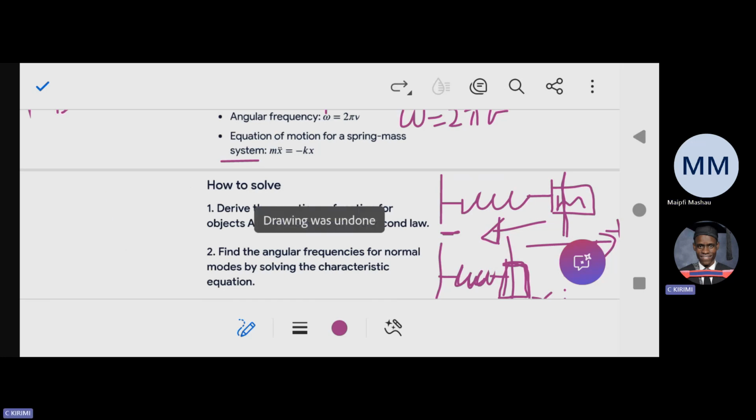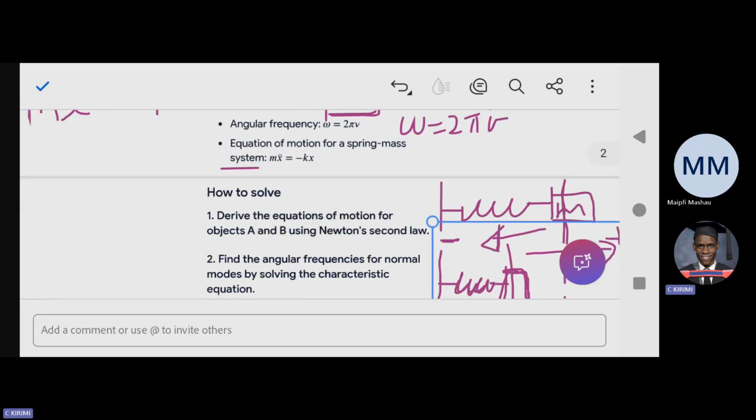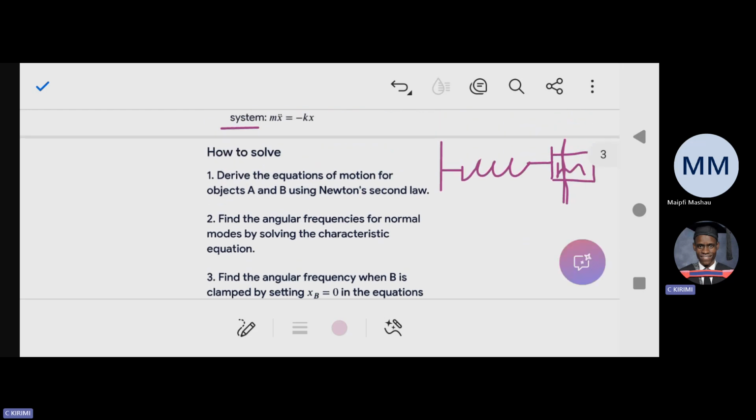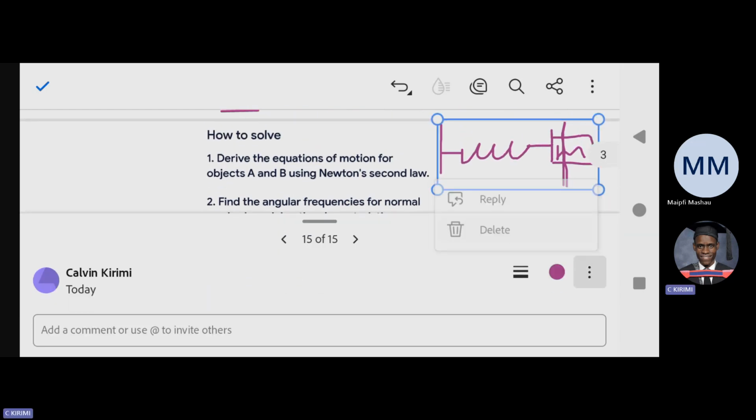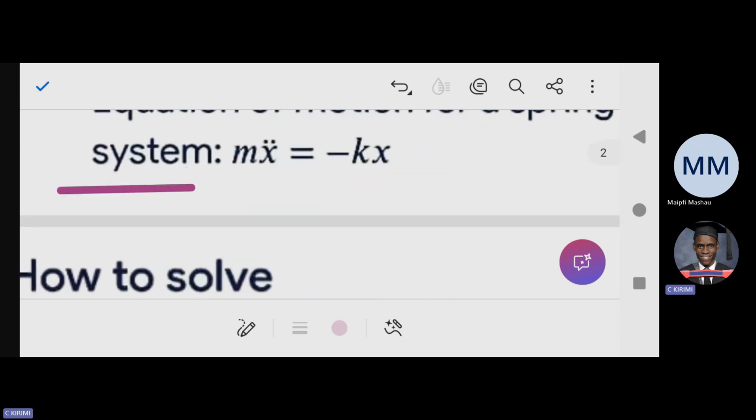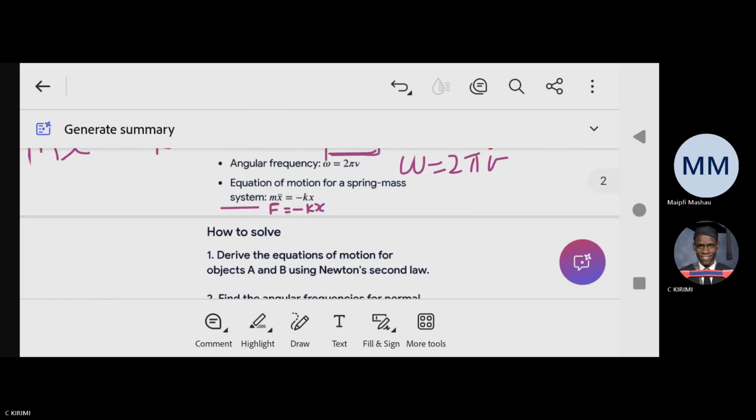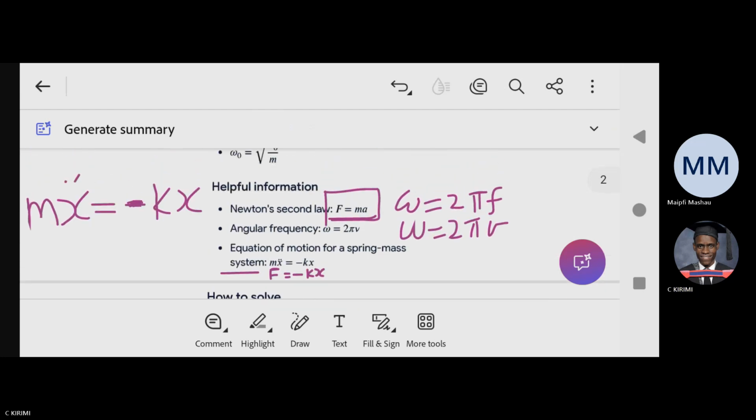And always when you deal with the kx, always you put a negative. Never forget that negative when you deal with springs. There is always a negative kx when you talk about force. So in other words, mass times acceleration is force. Force on a spring is minus kx. That's what they mean by that in simple words. M multiplied by acceleration is force. Force in a spring is given by minus kx. Okay.